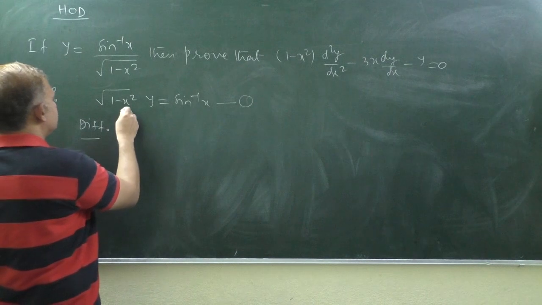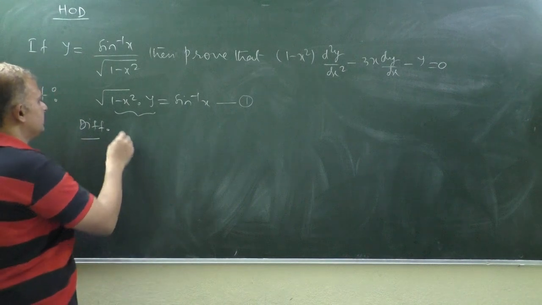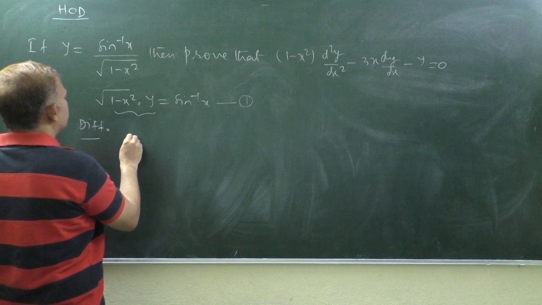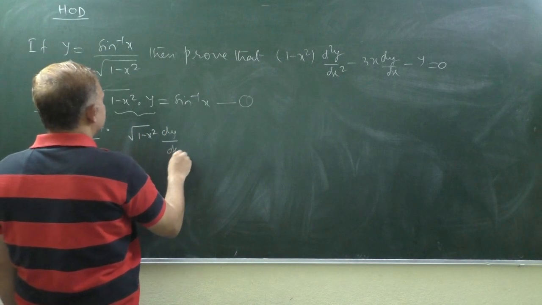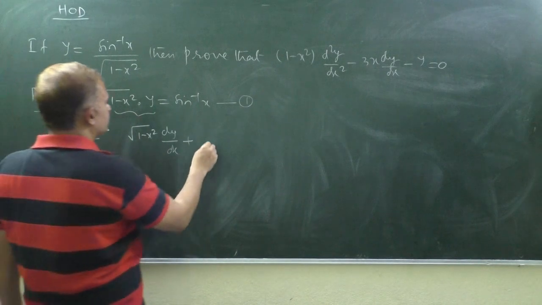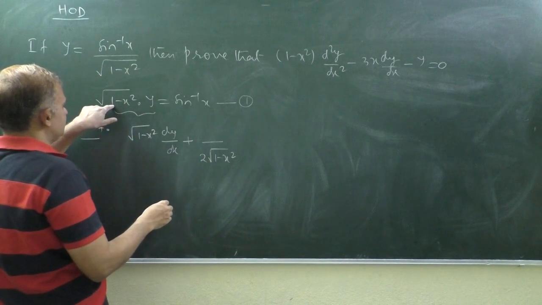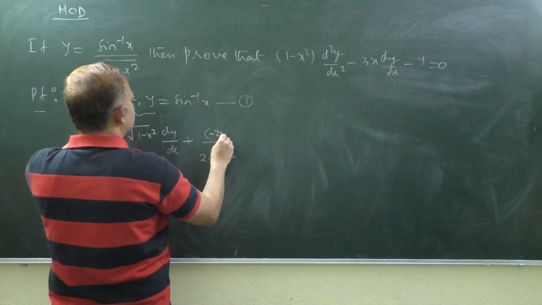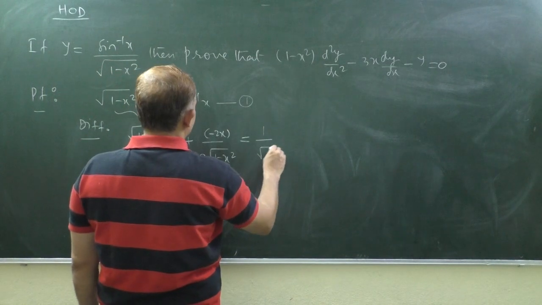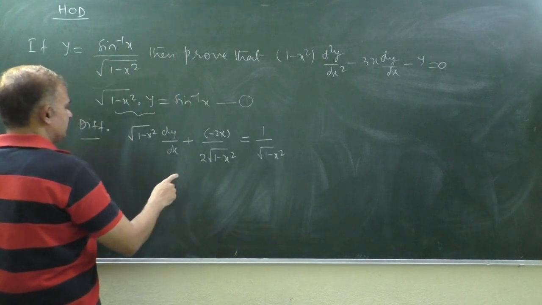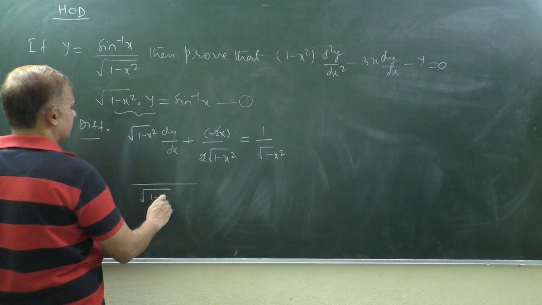So if we differentiate this with respect to x, this side being product of two, product rule should be used. Root 1 minus x square constant, differentiation of y is dy by dx, plus now differentiation of root is 1 by 2 root 1 minus x square into differentiation of inner function 0 minus 2x. So it is minus 2x is equal to differentiation of this sine inverse x, 1 upon under root 1 minus x square. Taking LCM on left hand side, it is root 1 minus x square.